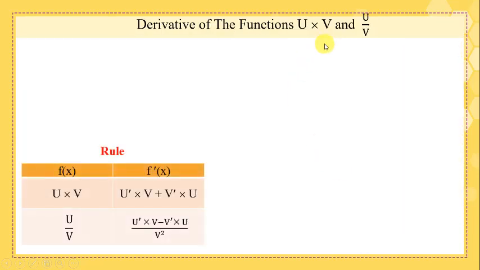Now, we will talk about the product and the quotient. Pay attention. Here we have a new rule. U times v. The derivative is u prime times v plus v prime times u. U over v. The derivative is u prime times v minus v prime times u over v squared. Pay attention. These two rules are the most important rules in our chapter. Example.